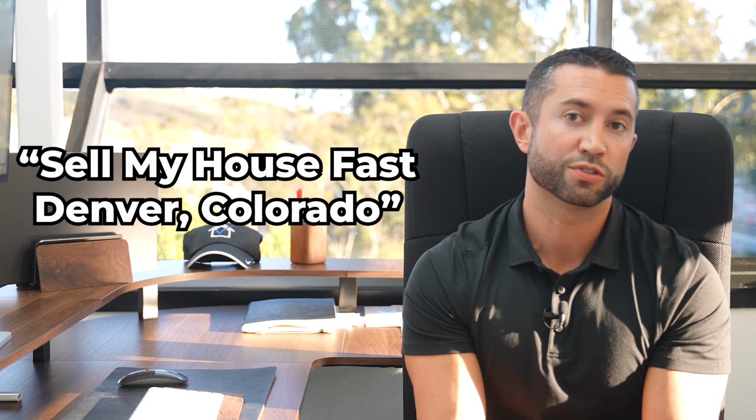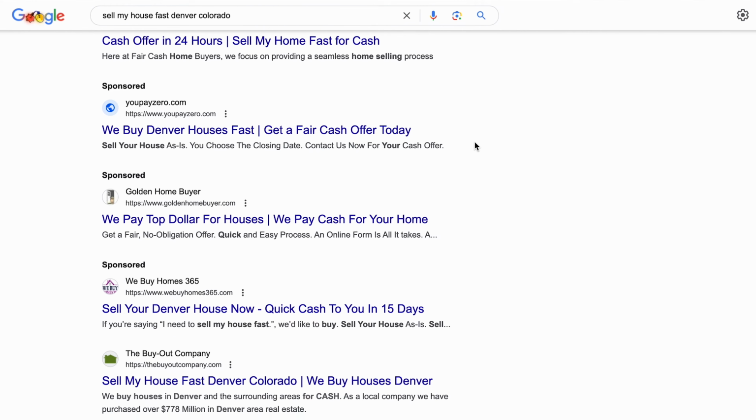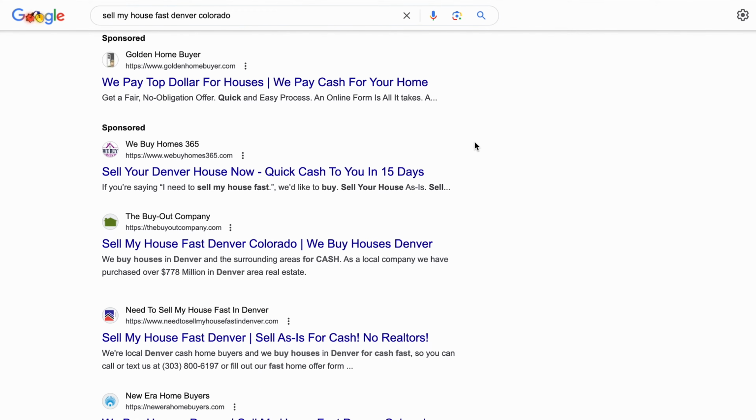Now in the search results, you'll see real estate investors who have optimized their websites to rank for these specific keywords. And these investors are more than likely active cash buyers interested in connecting with wholesalers, and also what they're looking for are motivated sellers. So these investors, or better yet, these cash buyers, are constantly looking for motivated sellers who want to sell quickly.